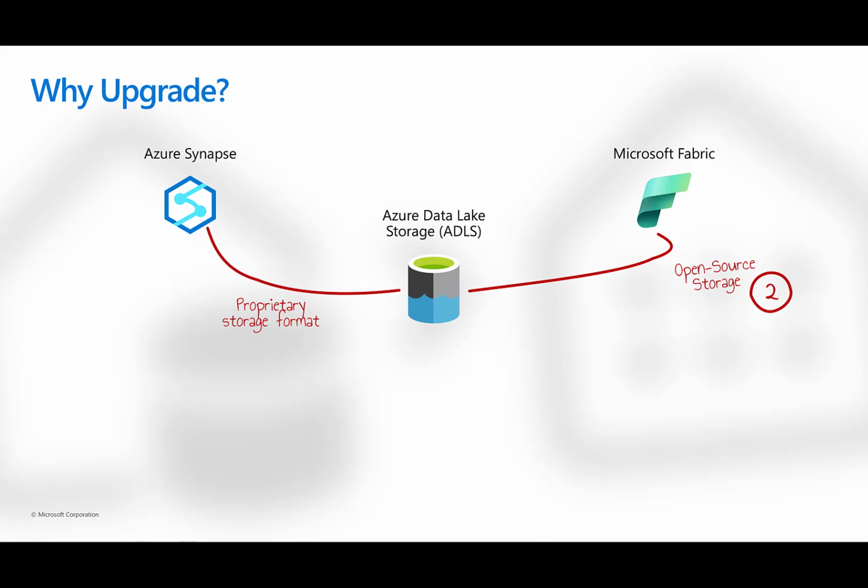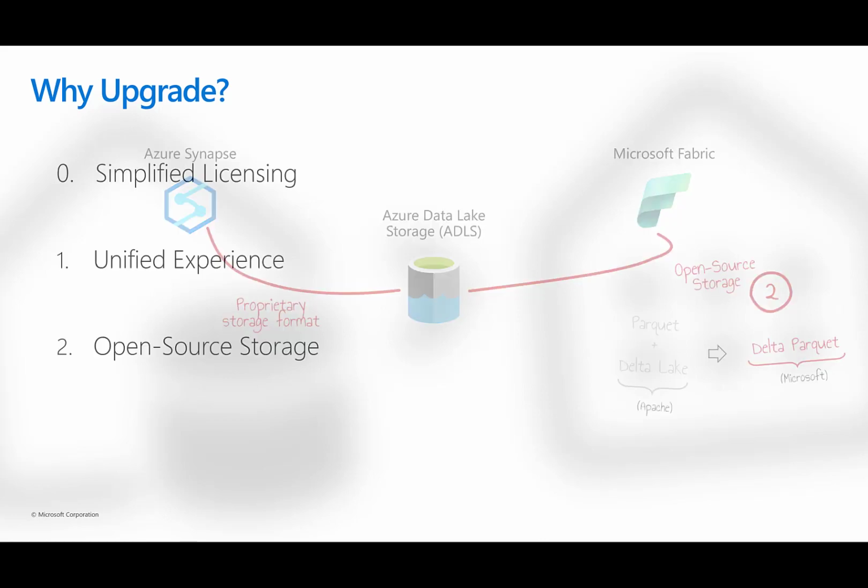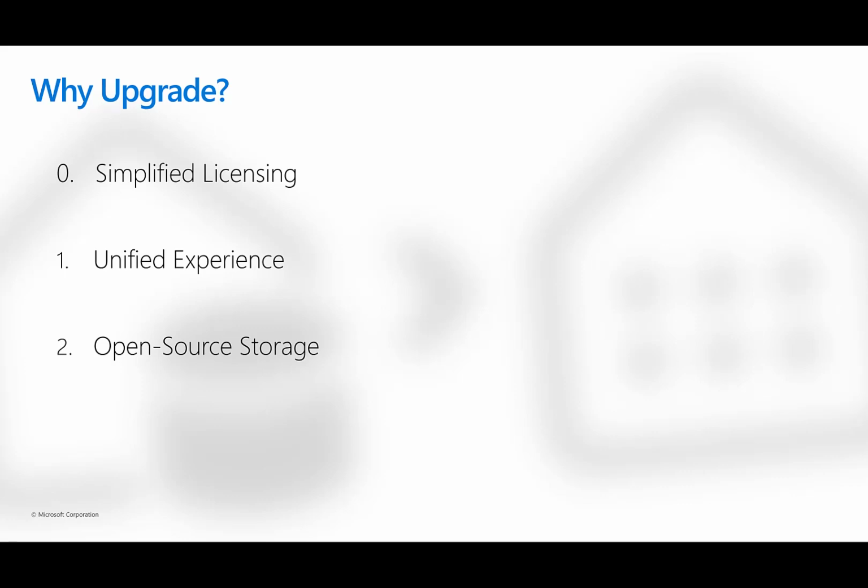The format used by Databricks is called Parquet and Delta Lake, but Microsoft has come up with new terminology for the open source format used by Microsoft Fabric, and it is called Delta Parquet, a combination of Parquet and Delta Lake. So I have talked about simplified licensing, unified experience, and open source storage, but perhaps the greatest reason for doing an upgrade is OneLake, a service offered by Microsoft Fabric.